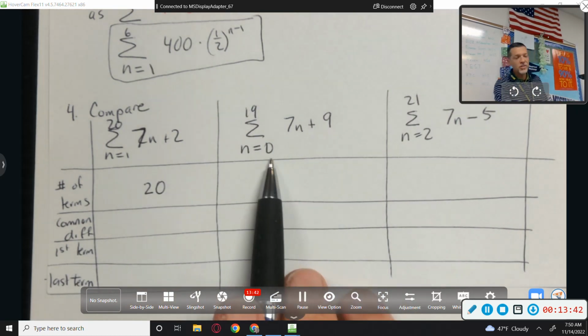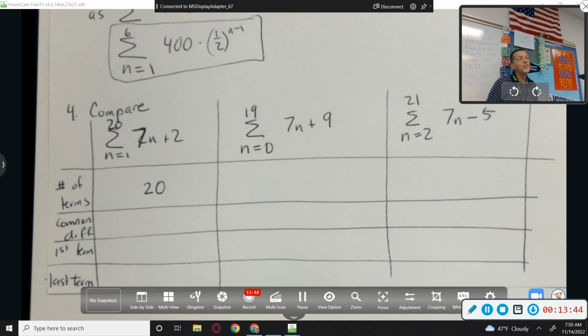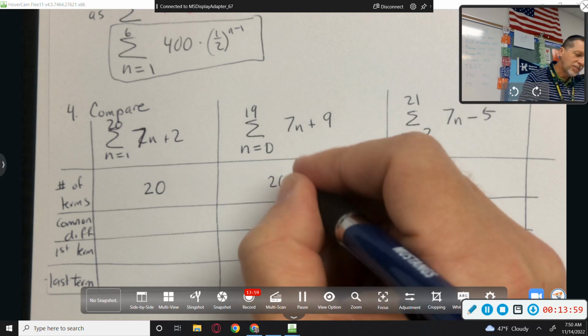All right, if we don't start at 1, things get a little tricky. If we start at 0 and count to 19, how many terms is that? Okay with that being 20? It's kind of weird. Some people have to be like, okay, 0, 1, 2, 3, 4, 5, 6, and count up that way. But yeah, that's 20 terms as well.